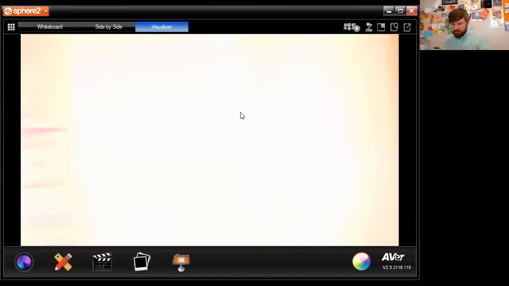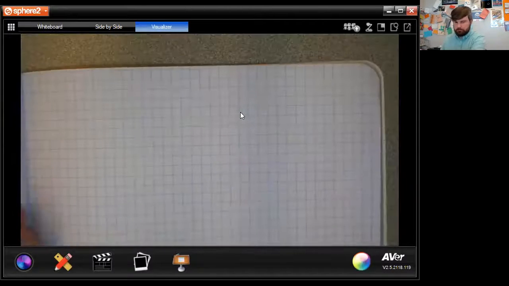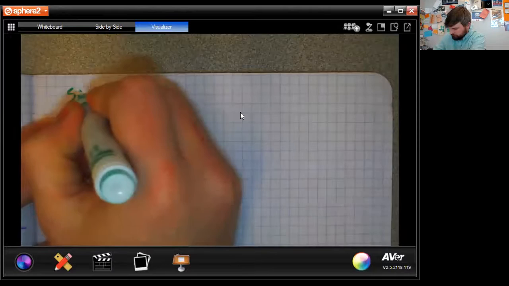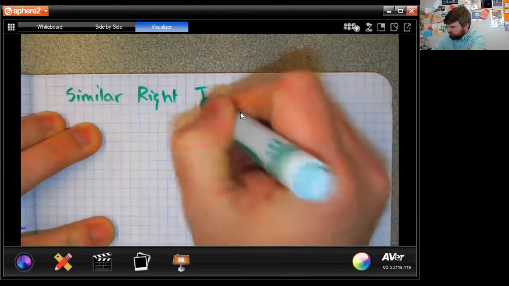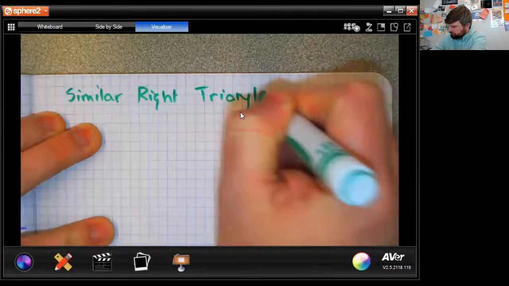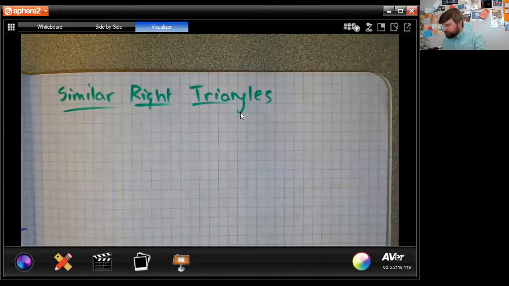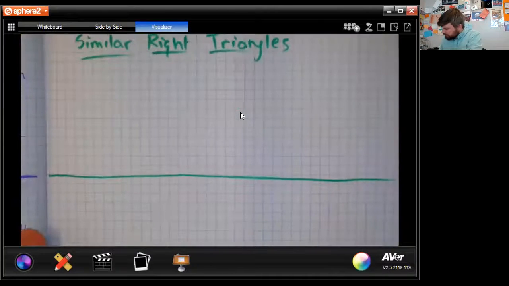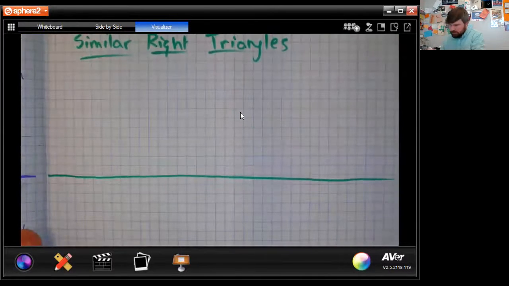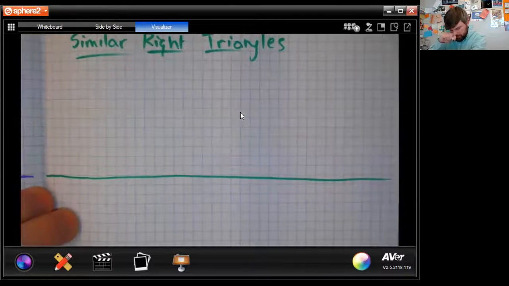All right, so page 87, we're going to look at similar right triangles. Okay, go ahead and split your page into thirds here. So we got 3 boxes. And in the top one, we're just going to look at kind of some notes here.